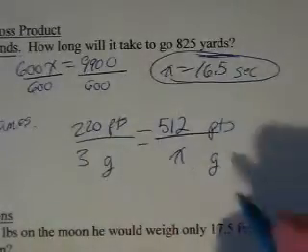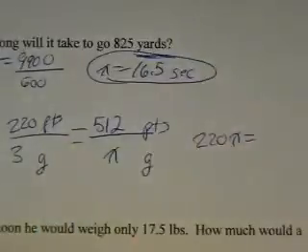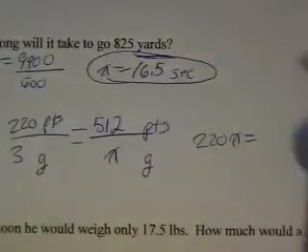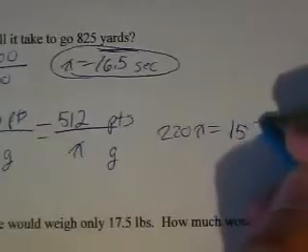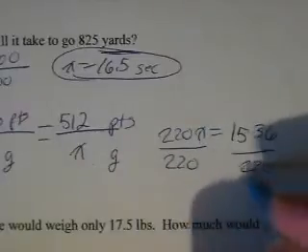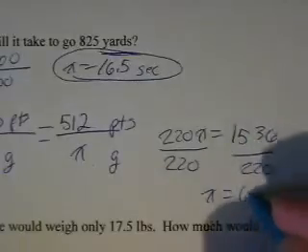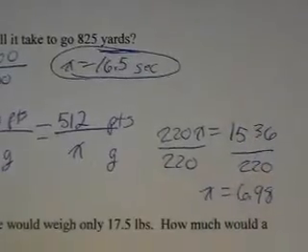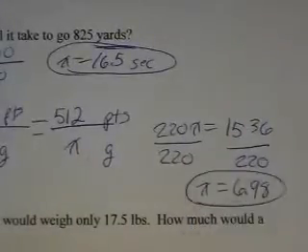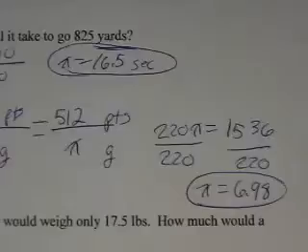Cross multiply, solve it. Cross multiply here gives you 220x. 3 times 512 gives you 1536. You divide both sides by 220, and x equals 6.98, and there's a bunch of other decimals, but that is enough. Games. So almost 7 games, 6.98 games to score 512 points. And we got that using a proportion.